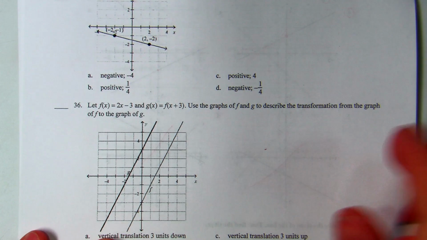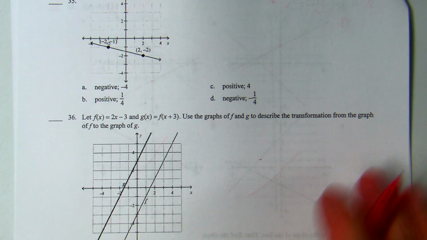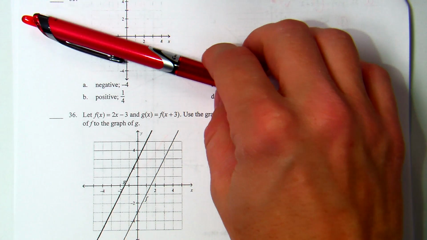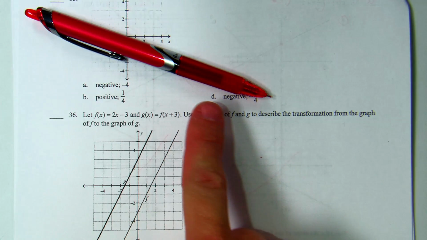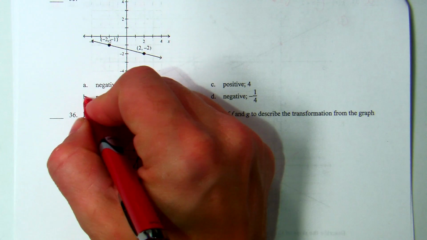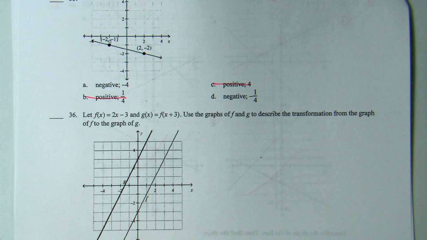All right, looking at 35. On 35, they want us to, again, find the slope, describe it, define the slope. This is going down from left to right. We're moving down from left to right. And so this is going to be a negative slope. So it's not going to be B. It's not going to be C.